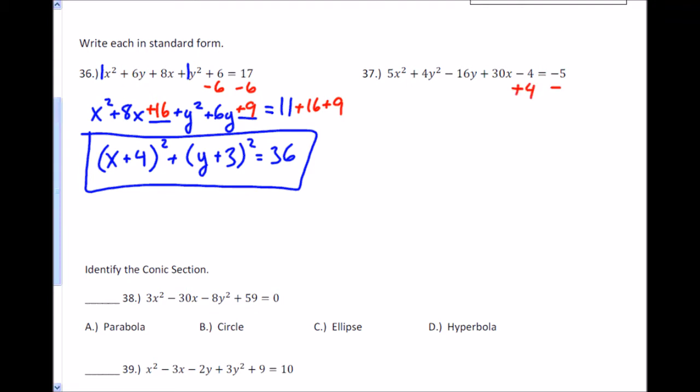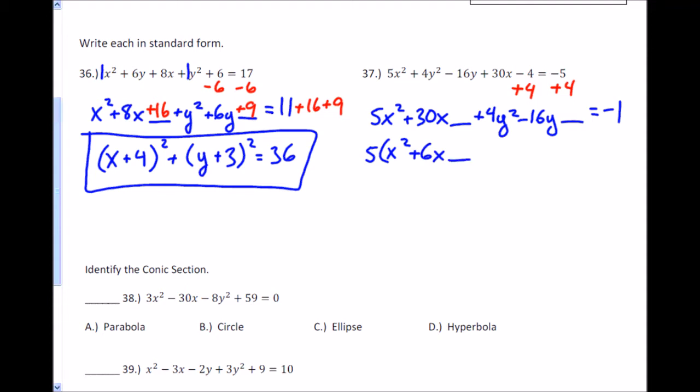So we've got to add the 4 to each side to create a little bit of space. And while I do this, I'm going to reorganize. It's a 5x squared plus 30x, with a little bit of space, plus 4y squared minus 16y, with a little bit of space, equals a -1. And now from here, before I can complete the square, b divided by 2 and square it, I have to factor out these leading coefficients. So here I have to factor out the 5, which leaves me with an x squared plus 6x with a little space. Here I have to factor out the 4, which leaves me with a y squared minus 4y with a little bit of space.